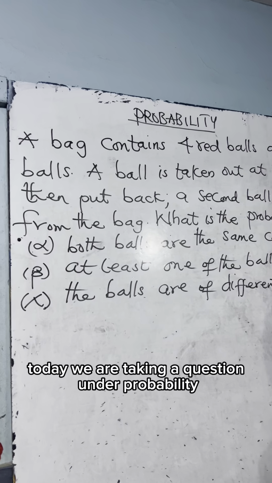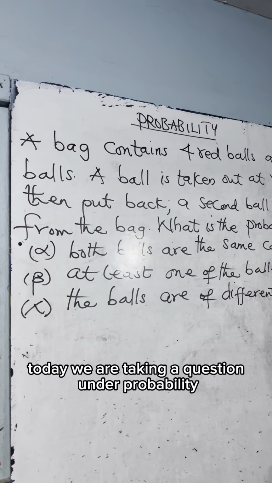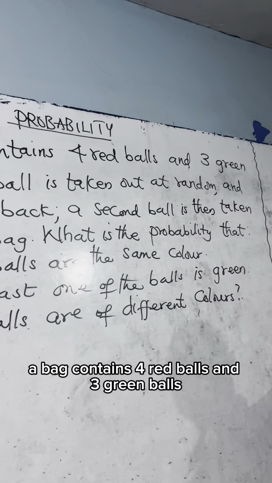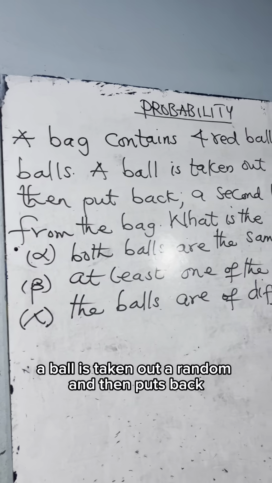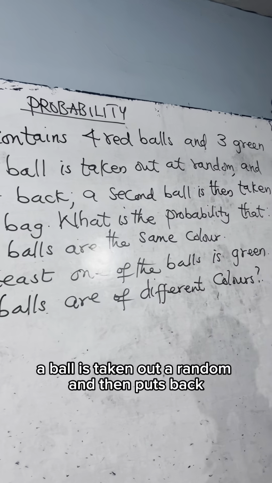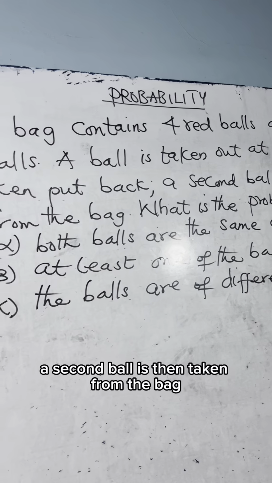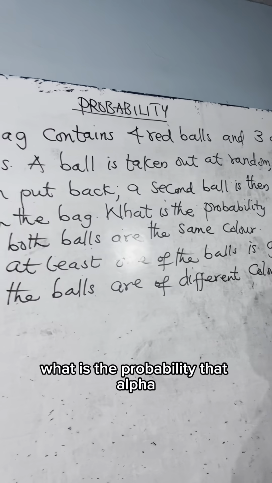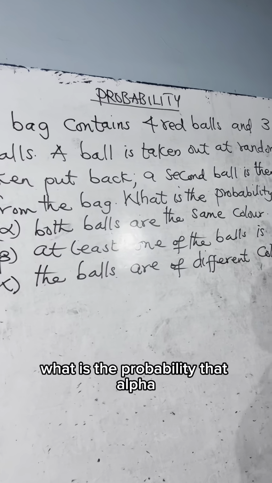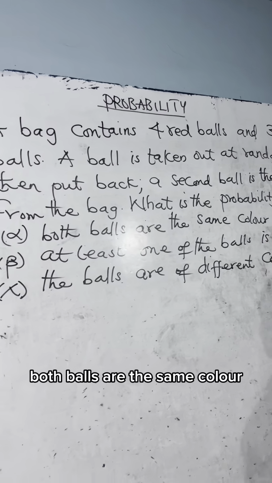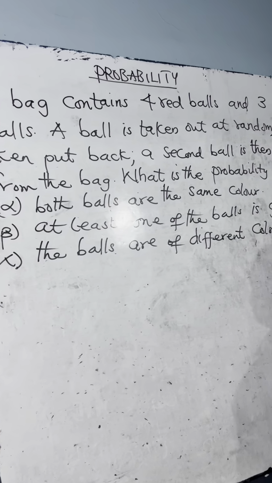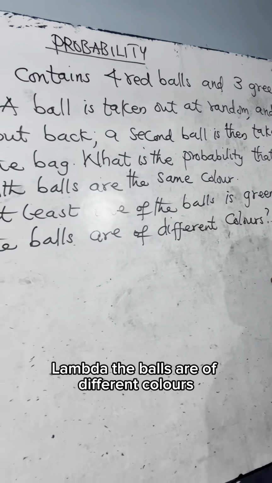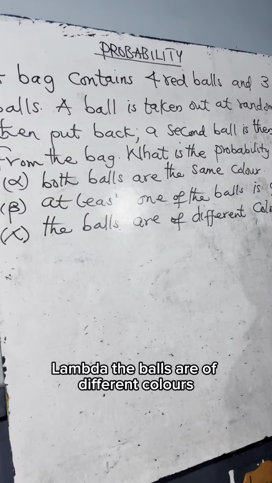Today we are taking a question under probability. A bag contains 4 red balls and 3 green balls. A ball is taken out at random and then put back. A second ball is then taken from the bag. What is the probability that alpha, both balls are the same color, beta, at least one of the balls is green, lambda, the balls are of different colors?